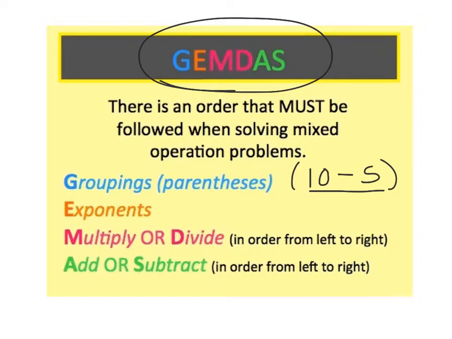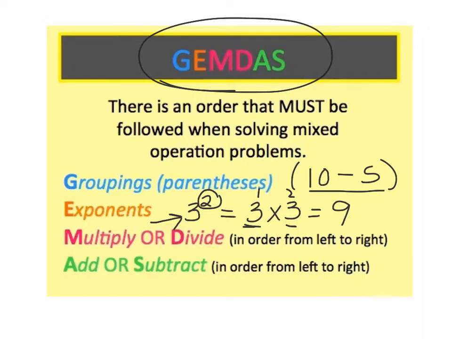Second one is your exponents. Your exponents are, for example, 3 to the 2nd power. My exponent is a 2, and that 2 tells me that I'm going to multiply my base number, which is 3, times itself 2 times. So 3 to the 2nd power is equal to 3 times 3, which is equal to 9. So my base number, 3, times itself 2 times. 1, 2. That's what my exponent says.